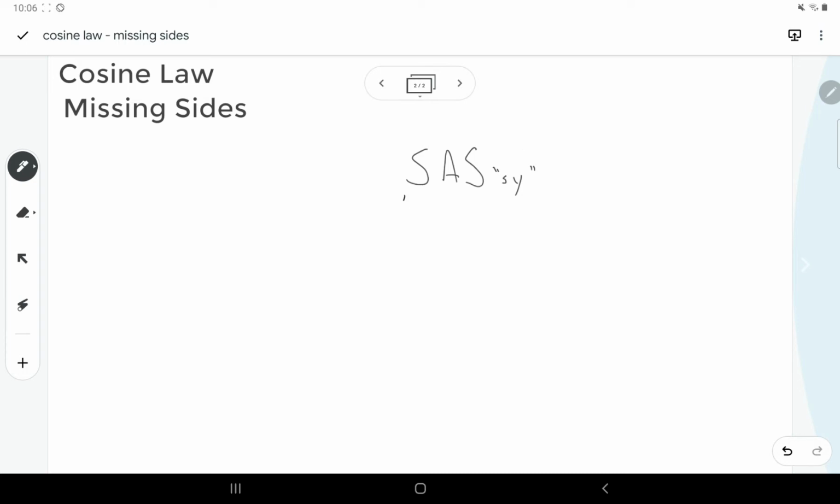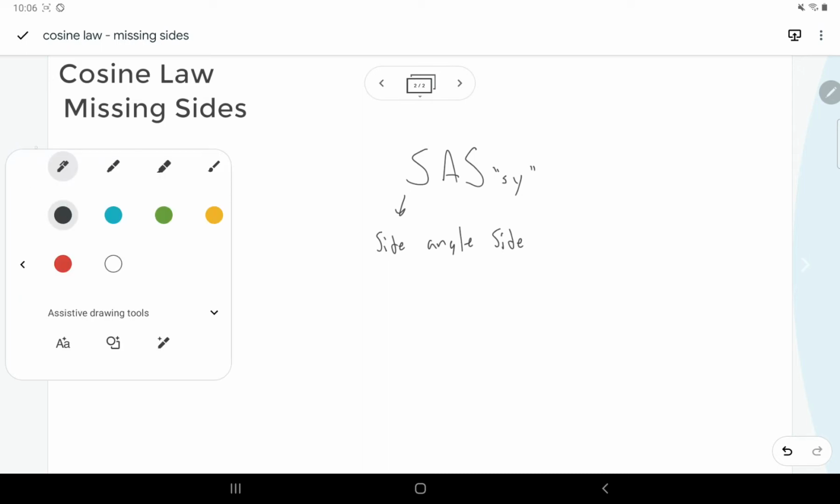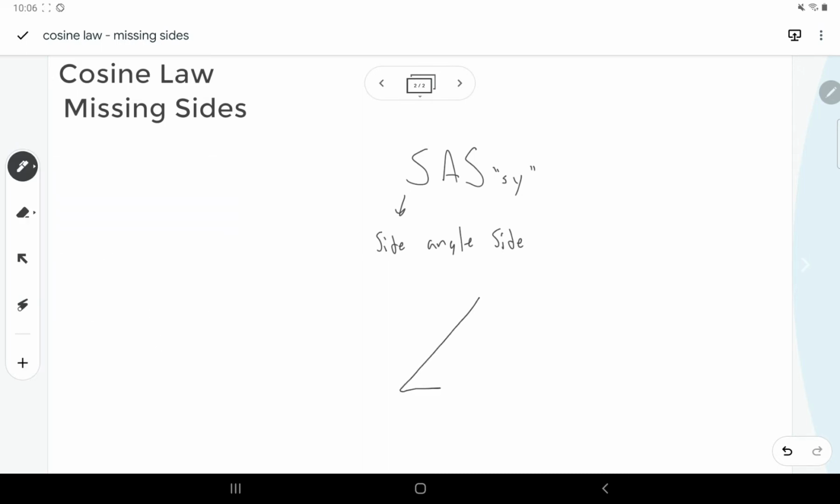But what it really means is a side, angle, side. What does that mean? Well, let's take a look at a triangle and see what it looks like. So if you have a triangle, say this one here, it doesn't really matter. What really matters is that you have an angle that you have the value of. So let's say this one is like 45. And then you have two sides surrounding it. So these two sides make up the angle. So these are the two sides that we need the values for. So let's say it's 12 and 20.